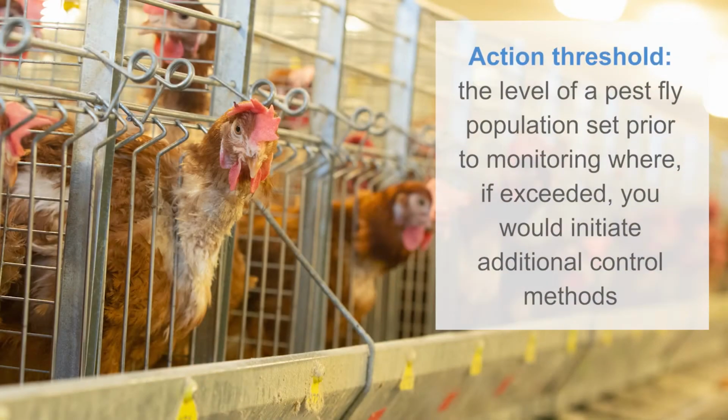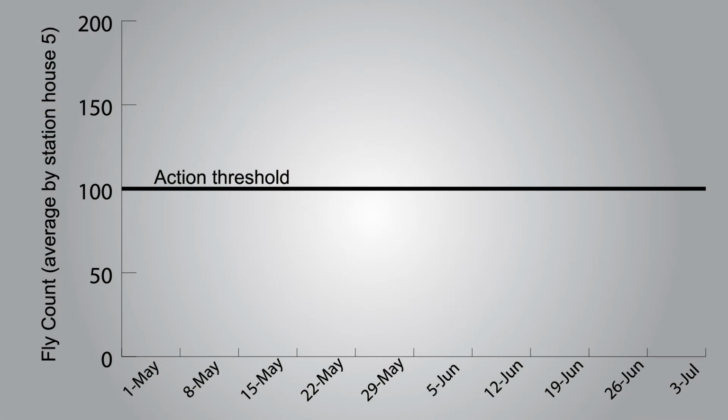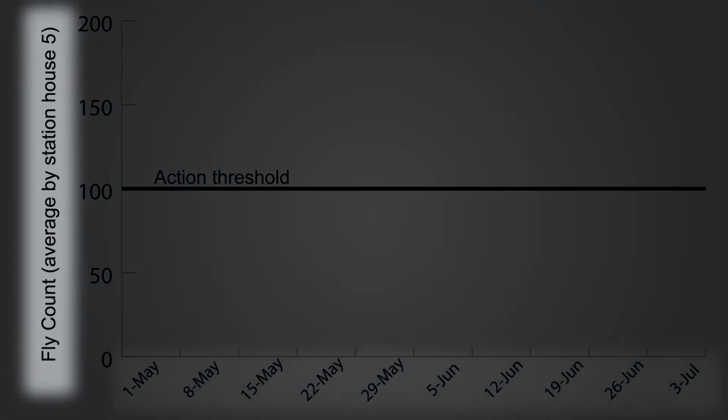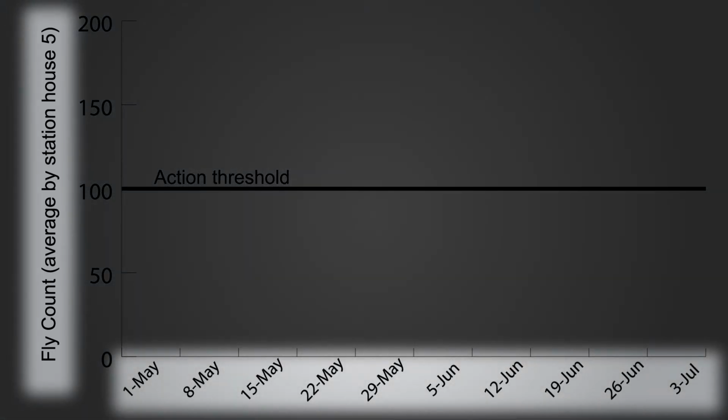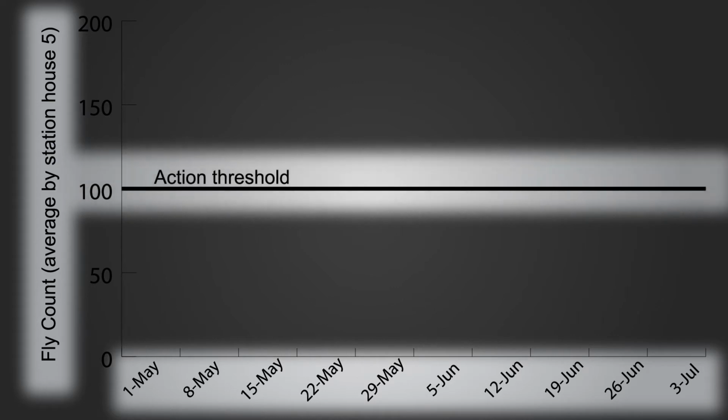By setting action thresholds. An action threshold is the level of a pest fly population set prior to monitoring, where if exceeded, you would initiate additional control methods. For example, this graph shows the average fly count determined by monitoring populations on the vertical axis and the date on the horizontal axis. The line representing the action threshold is set at 100, which is a standard for some monitoring methods like sticky cards or spot cards.